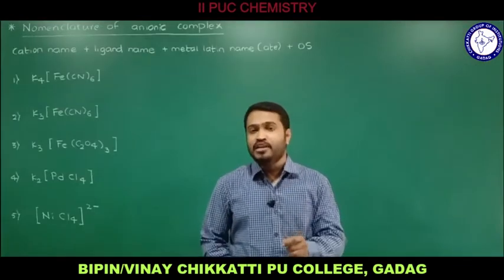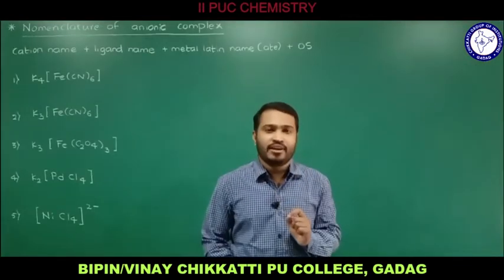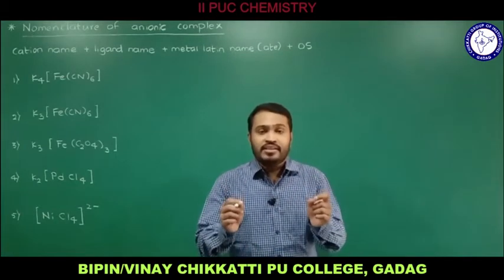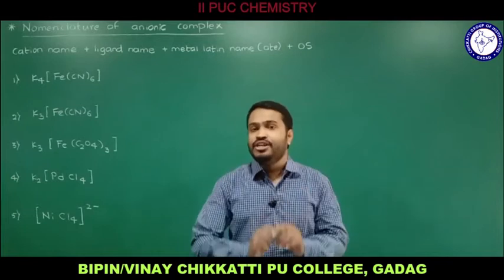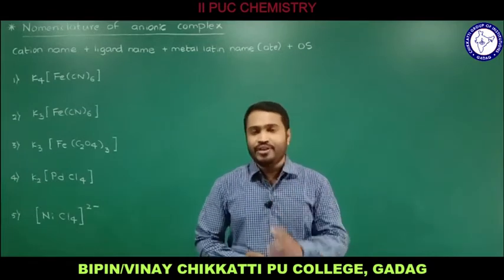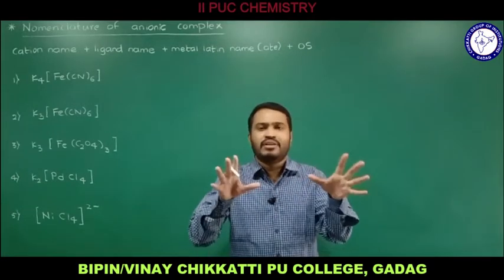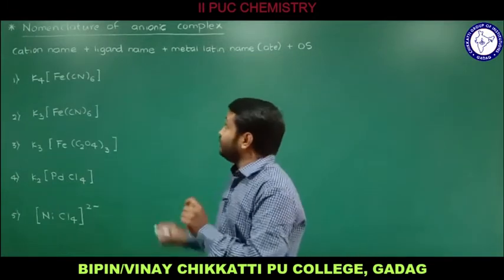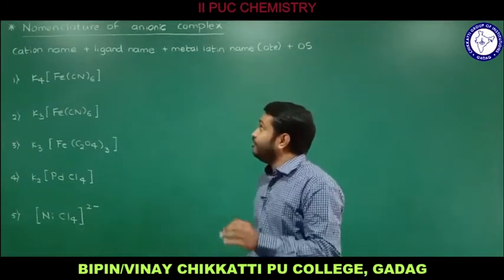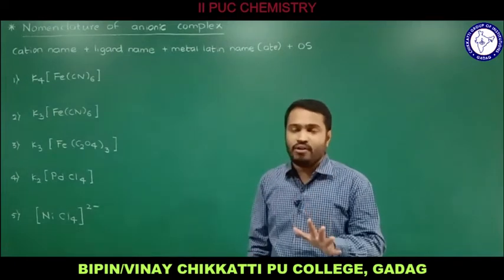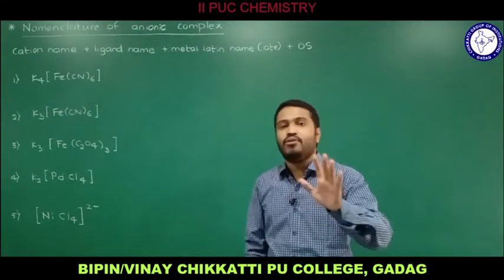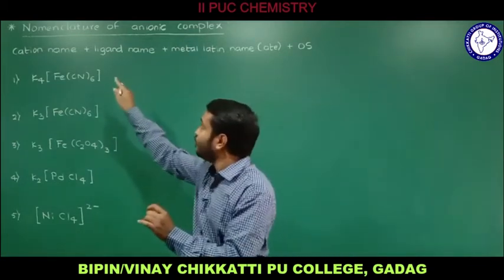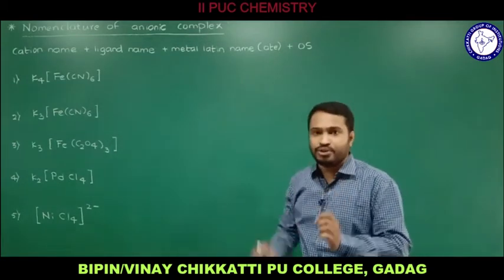Now I speak about IUPAC nomenclature of anionic complexes. Complexes with negative charge are considered as anionic complexes, and the rule is completely different as compared to cationic complexes. So first identify whether the given coordinate compound is an anionic complex or not, and then follow the rule that I have written in short manner.